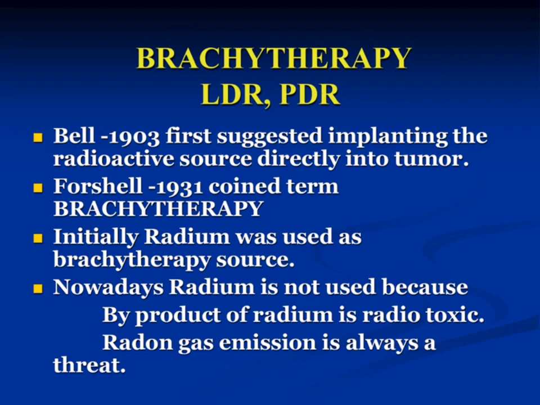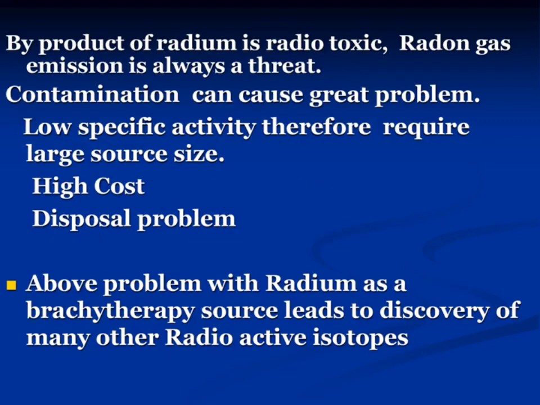So brachytherapy was first suggested by Bell in 1903. That is, implanting a radioactive source directly into the tumor may lead to a significantly good outcome of tumor control. But from 1903 till 1931, the term was not properly given, and then Forssell coined the term brachytherapy in 1931.